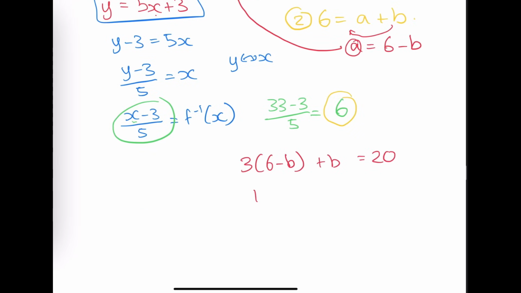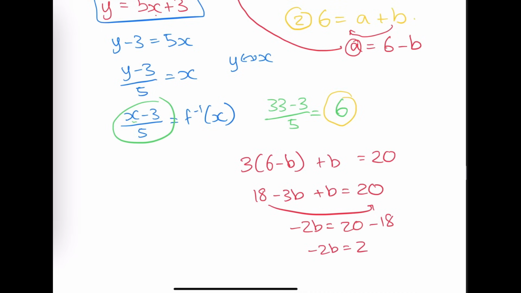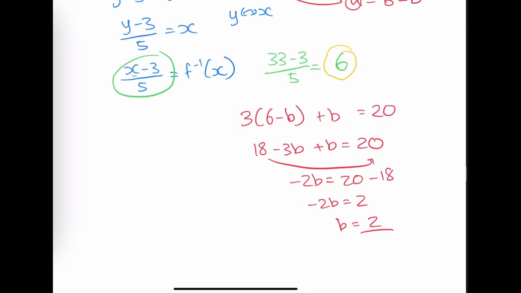So if we just expand this out, it'll be 18 minus 3B plus B equals 20. Now we'll put all the B on one side and all the other terms on the other side. So minus 3B plus B is the same as minus 2B. And if you put this to the other side, it'll be 20 minus 18. So minus 2B is the same as 2. B equals 2 over minus 2. So B equals minus 1.